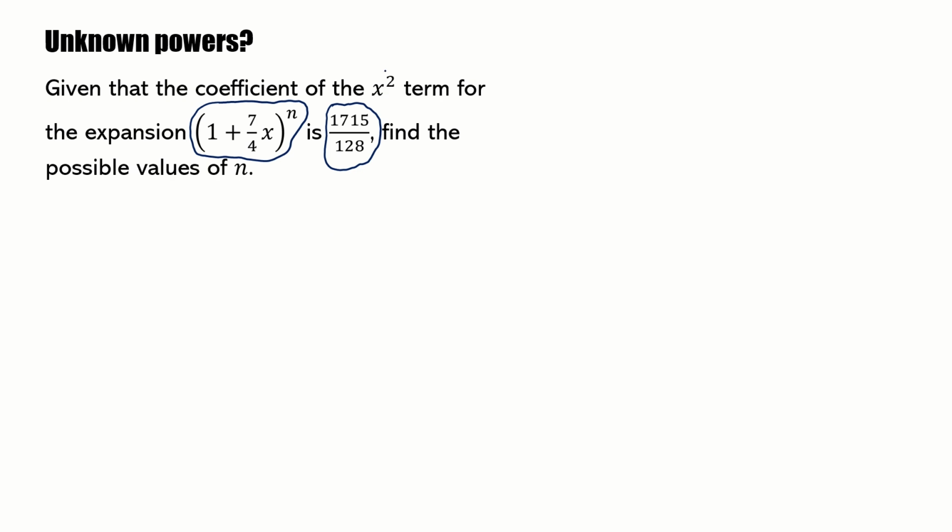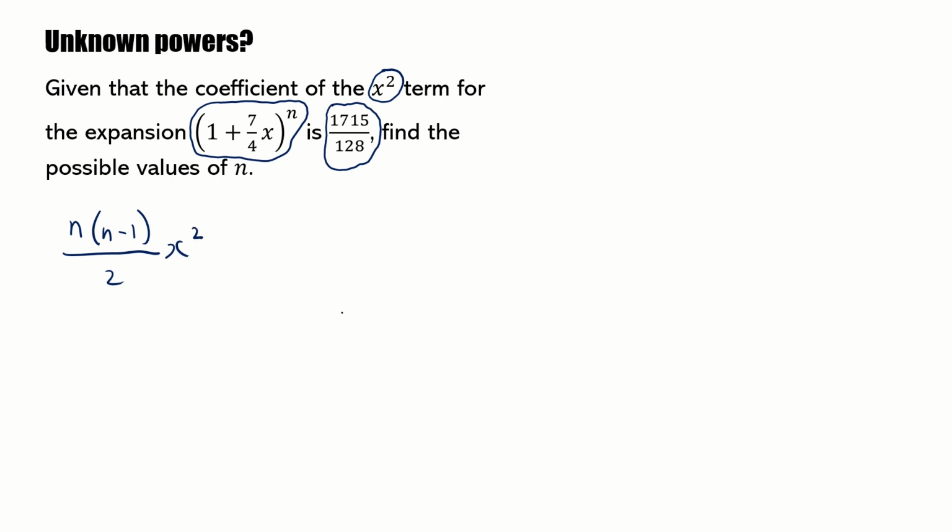Now, it's worth mentioning they are only talking about the x squared term in the question. So although you could find the entire expansion, again, it's a good idea to be efficient. So I'm only going to find the x squared term in the expansion. I'm going to go straight to that part of the formula, which is in the form booklet. So apparently, according to the form booklet, it's that.